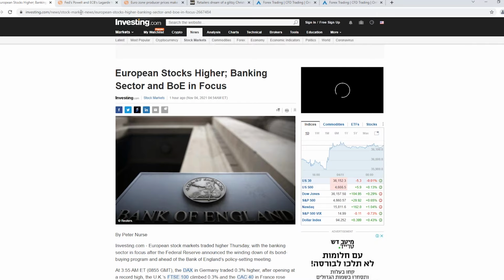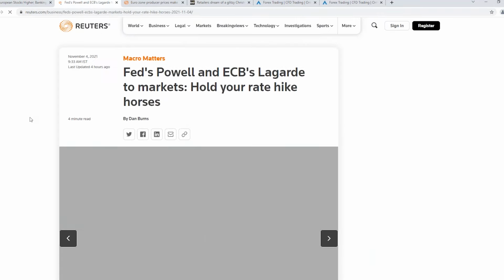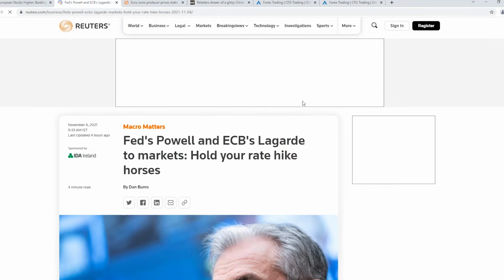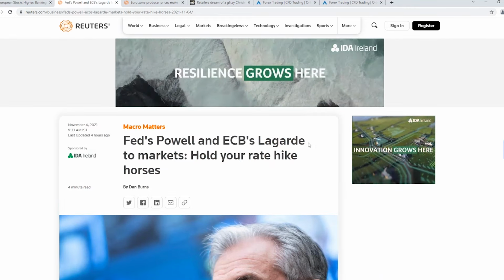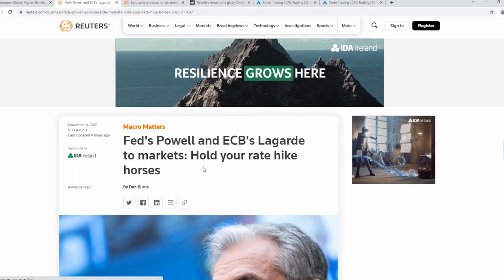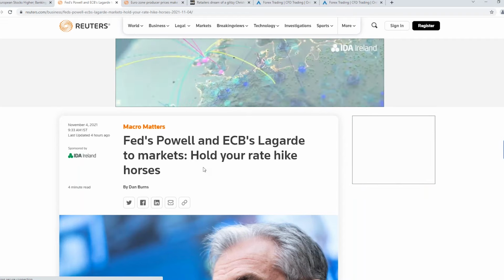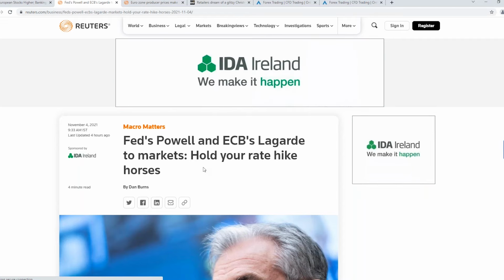And then we go to the next headline, and we see Fed's Powell and the European Central Bank's Lagarde tell the markets, hold your rate hike horses. Okay, so there's fear from investors, from stockholders and on Wall Street, etc., that maybe interest rates will be raised to stave off some of the inflation fears. Gas prices are rising, housing prices, grocery prices, faster than maybe most people are comfortable with.